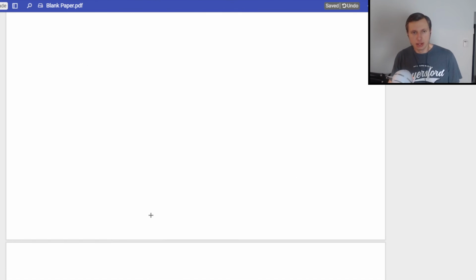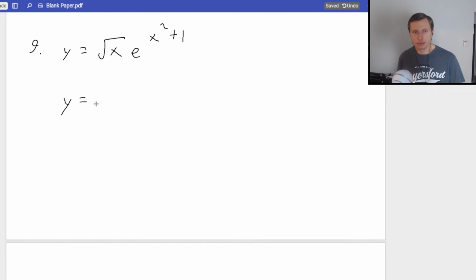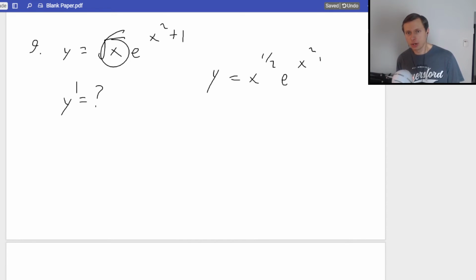Good. Number 9. I have y equals square root of x times e to the x squared plus 1 power. And again, I want to find the derivative. So again, the first thing I would do here, I'd rewrite the square root of x as x to the 1/2. Y equals x to the 1/2 power, e to the x squared plus 1.